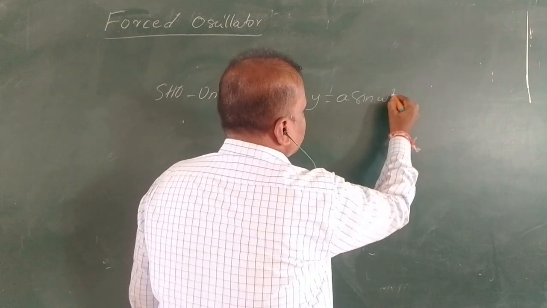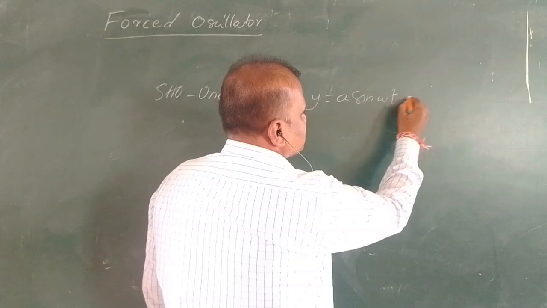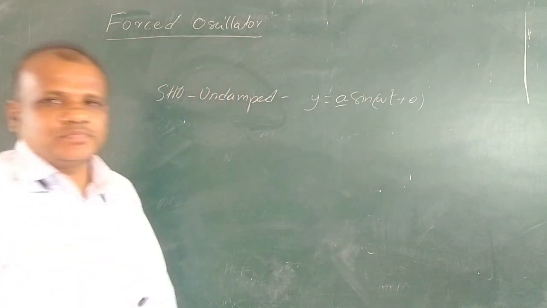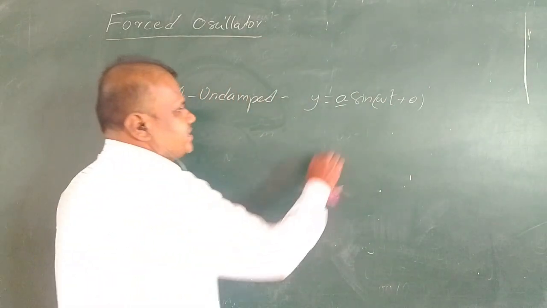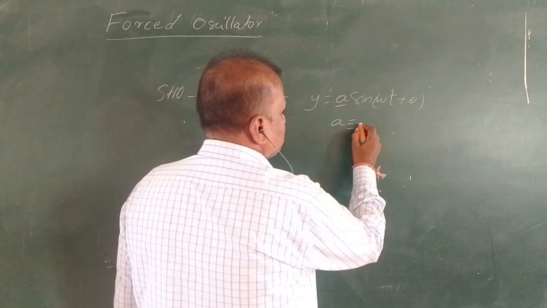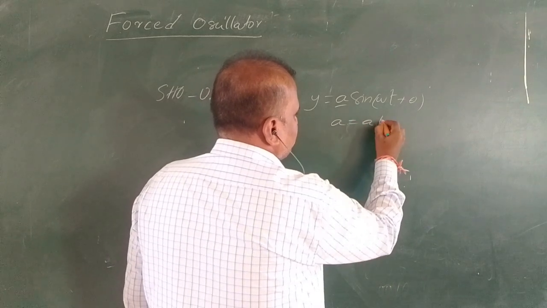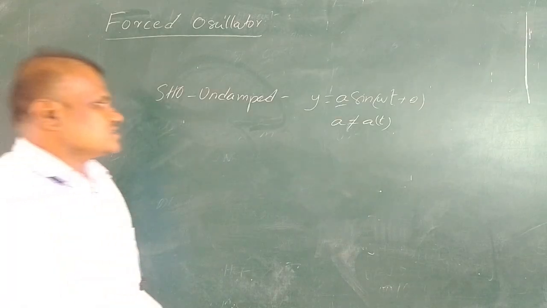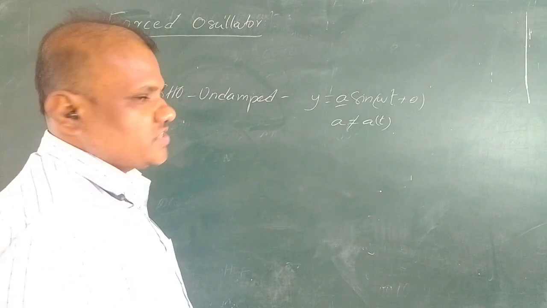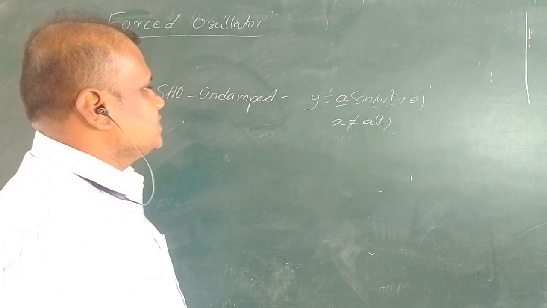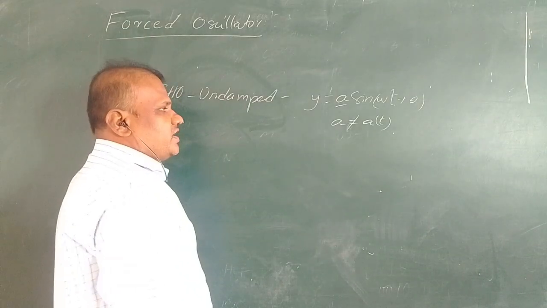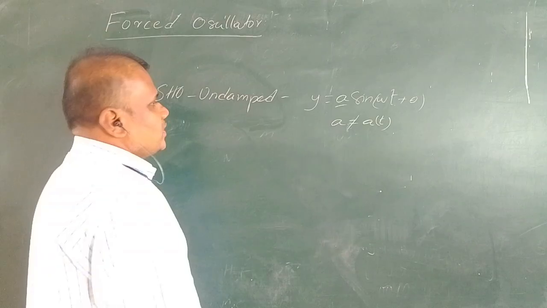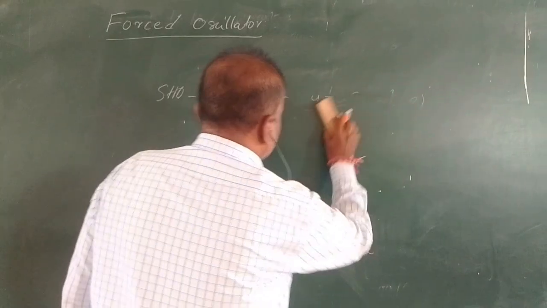So this is the equation of motion of a simple harmonic oscillator, where small a is called the amplitude. This amplitude is independent of time. Once the oscillator starts its oscillation, those oscillations will continue forever. It will not decrease with respect to time. So that is called a simple harmonic oscillator or undamped oscillator.